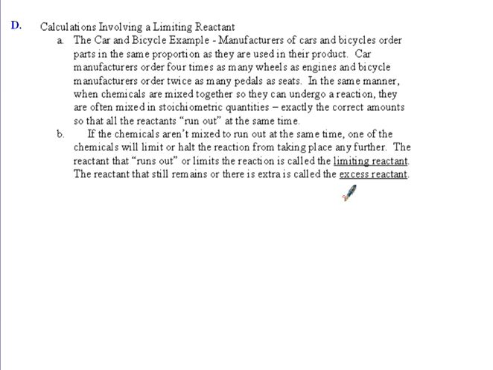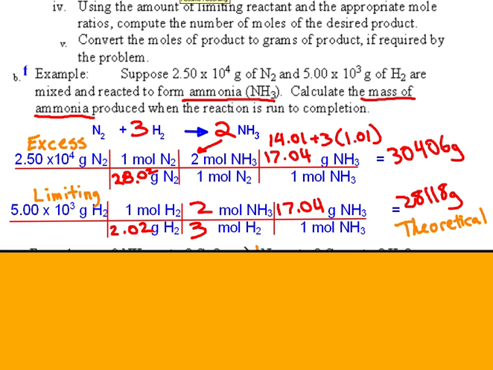And the easiest way to do this is to go through some stoichiometric calculations and see possible scenarios and how to analyze the answers to tell you who is limiting the reaction, who is in excess. So let's look at this example on the next page. We have 25,000 grams of nitrogen and 5,000 grams of hydrogen, and they're reacting together to make ammonia, NH3. And we're supposed to calculate how much ammonia they could produce.